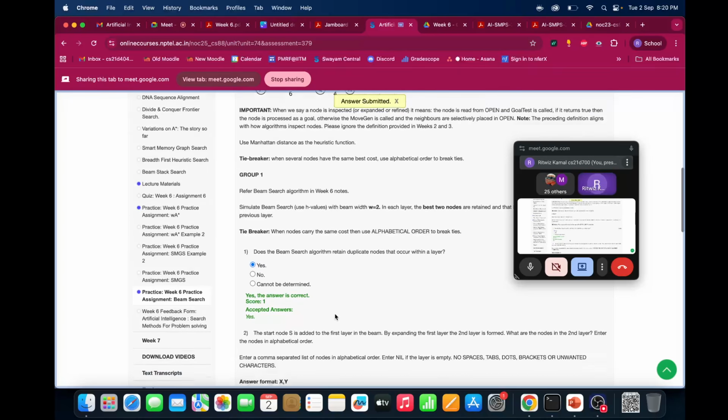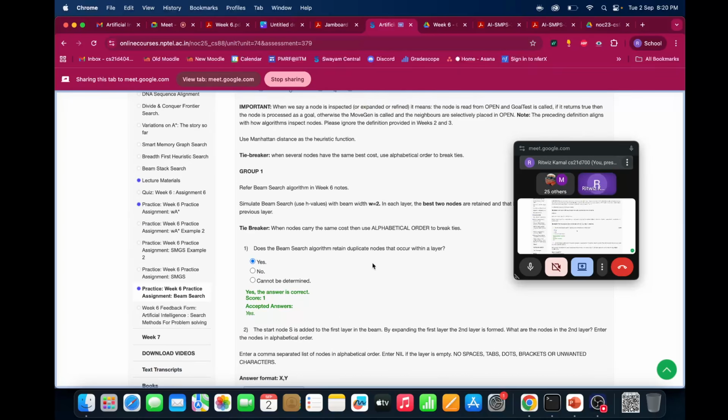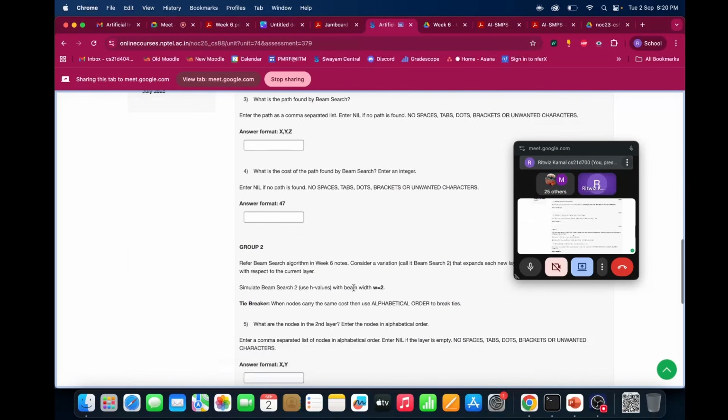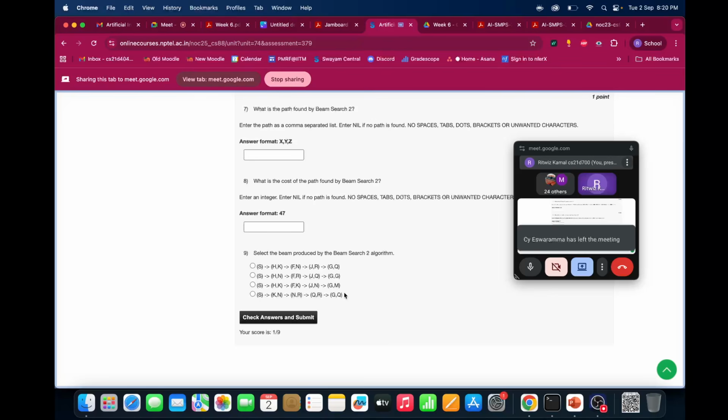Okay, so just one last one. Can you scroll down for this last question? I'm not getting the third node. What is given? I'm not getting that. Okay, the correct answer is HK, FK, JN, and GM.